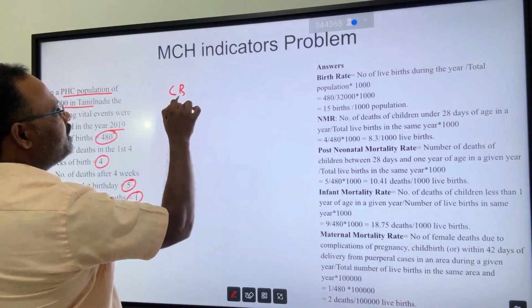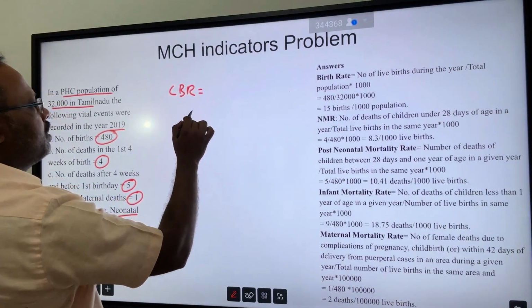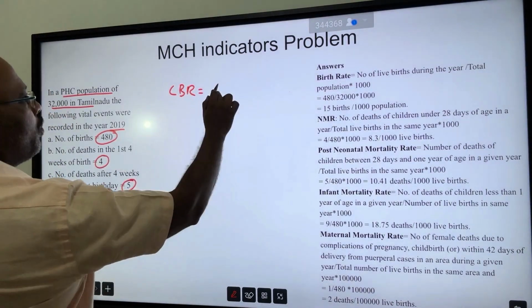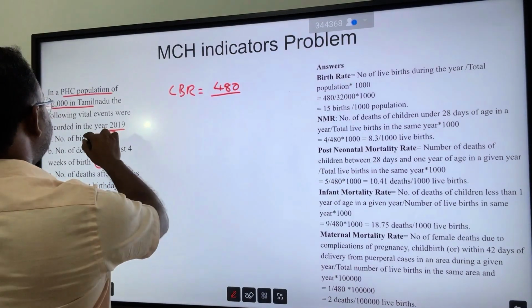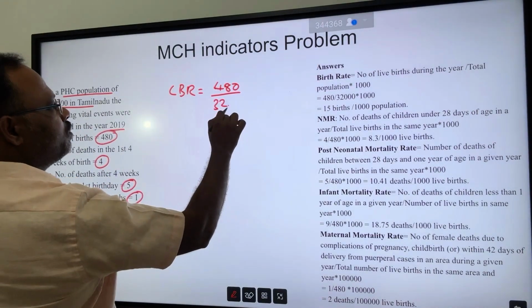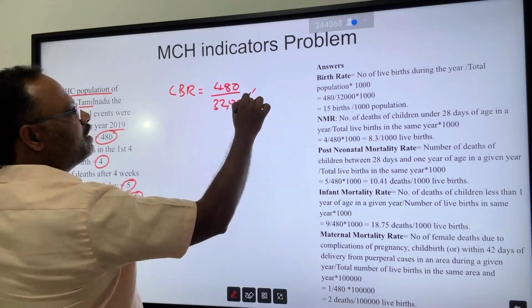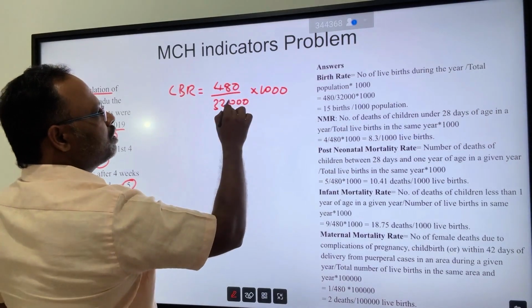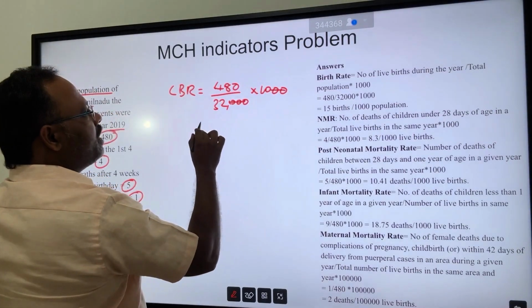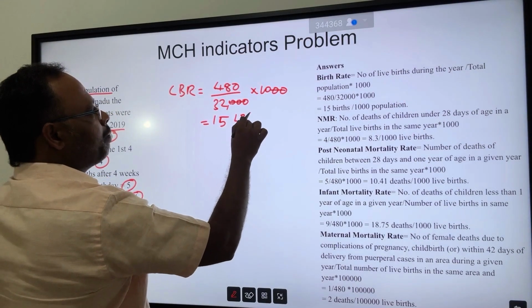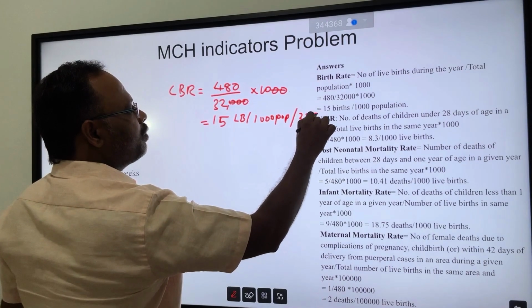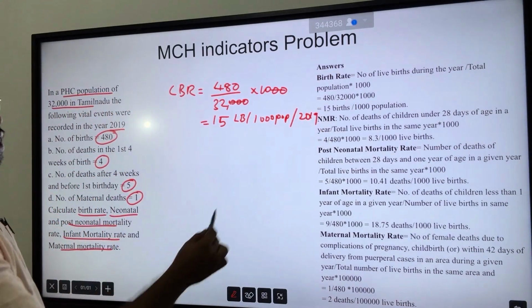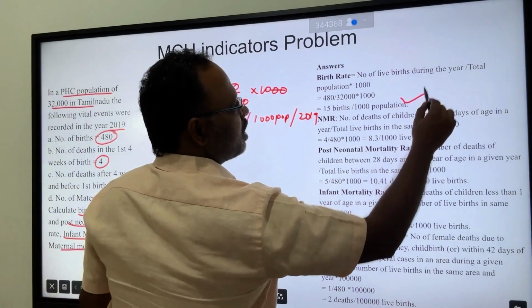The crude birth rate is given by the total live births, which is 480, divided by the total population, that is 32,000. For the crude birth rate, the multiplication factor is 1000. When we divide this, we get 15 live births per 1000 population in the year 2009, which we have to write. So this is the crude birth rate. If we check this, the answer is correct.